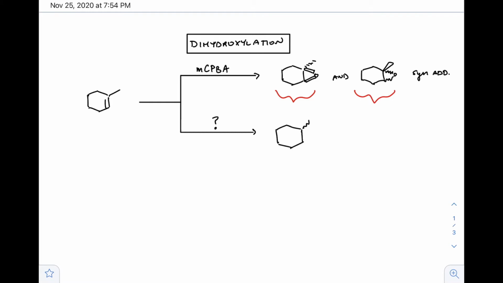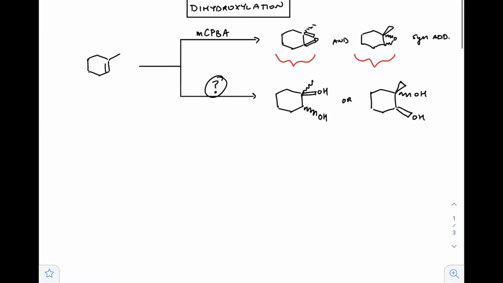Now let's see. Let's draw an OH there as well as an OH there. We could also have the wedge and the dash switched. So we'll keep the methyl, the wedge going up, and then we'll swap those OHs. What were the reagents required to make that happen? Because this is the ideal product for the subject of this video, dihydroxylation. We form two OHs on there.